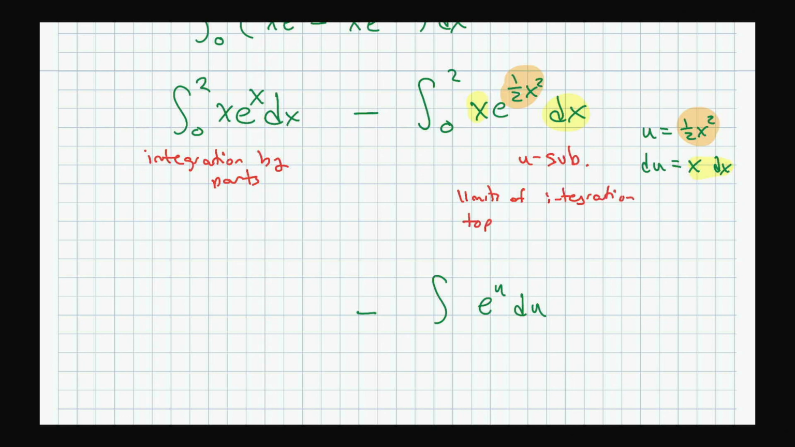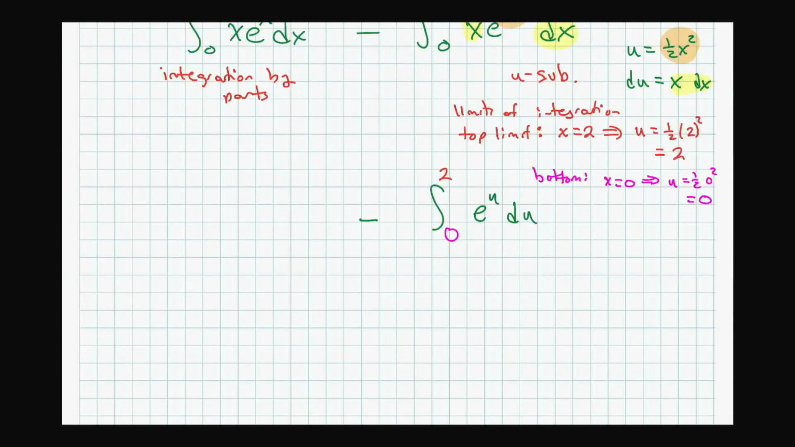So if the top limit was previously x equals 2, and you plug that into your substitution here, u would be 1/2 times 2 squared, which actually also is 2. Your bottom limit of integration was x equals 0. And if you plug that into your substitution, u equals 1/2 times 0 squared, you also get 0. So interestingly enough, you translate your limits and they go from 0 to 2 to 0 to 2.